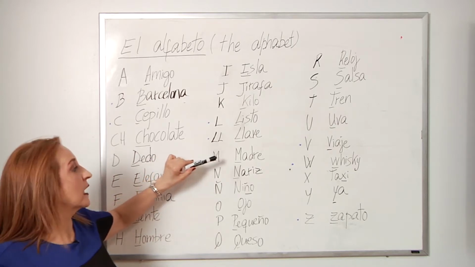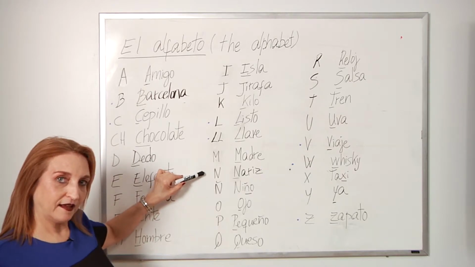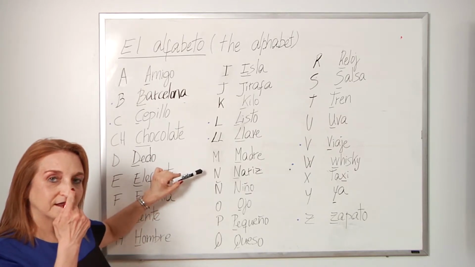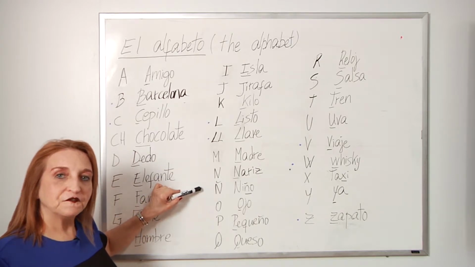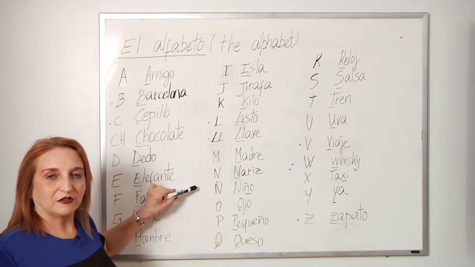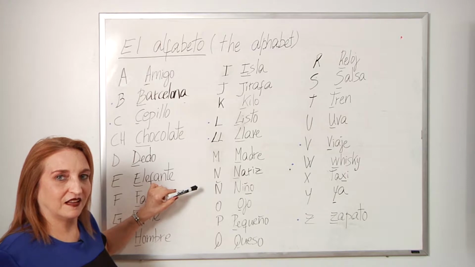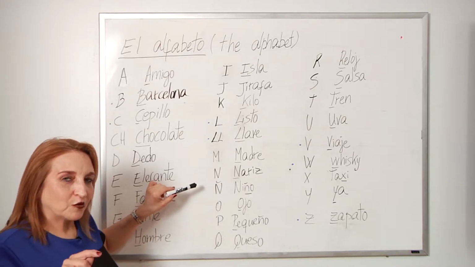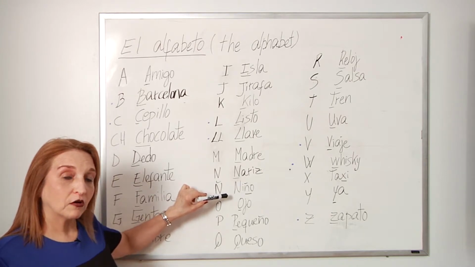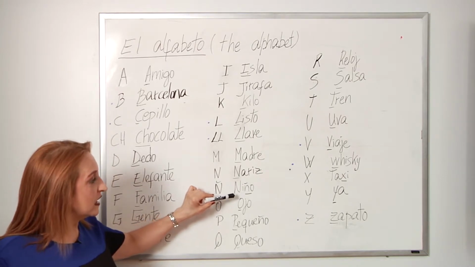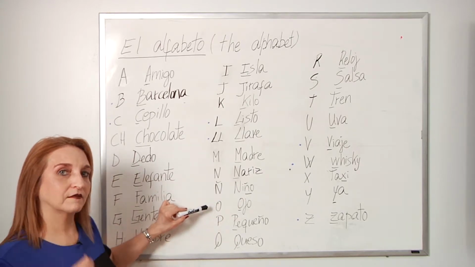M, madre, mom. N, nariz. Ñ. Ñ is a very, very Spanish letter because when you see this letter you say it's Spanish, okay? This language is Spanish. And with a small hat, Ñ, like niño, kid. Say niño. O, ojo, eye.